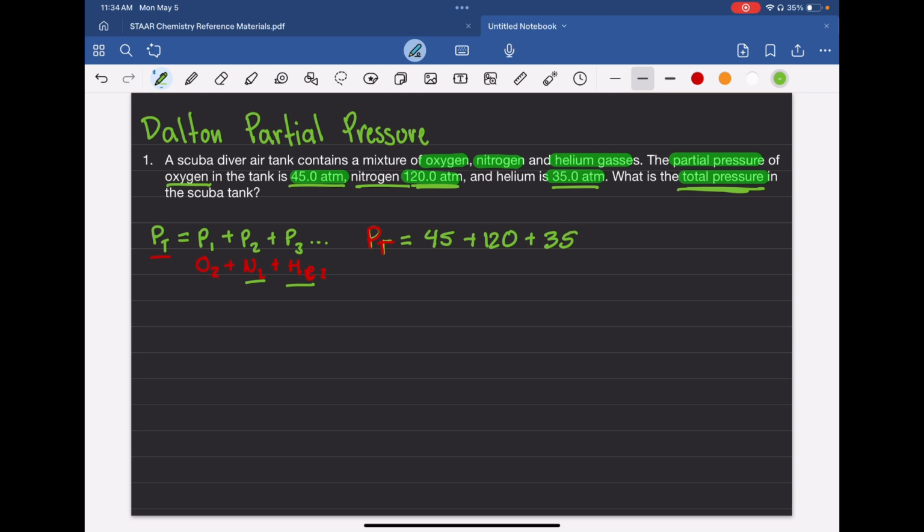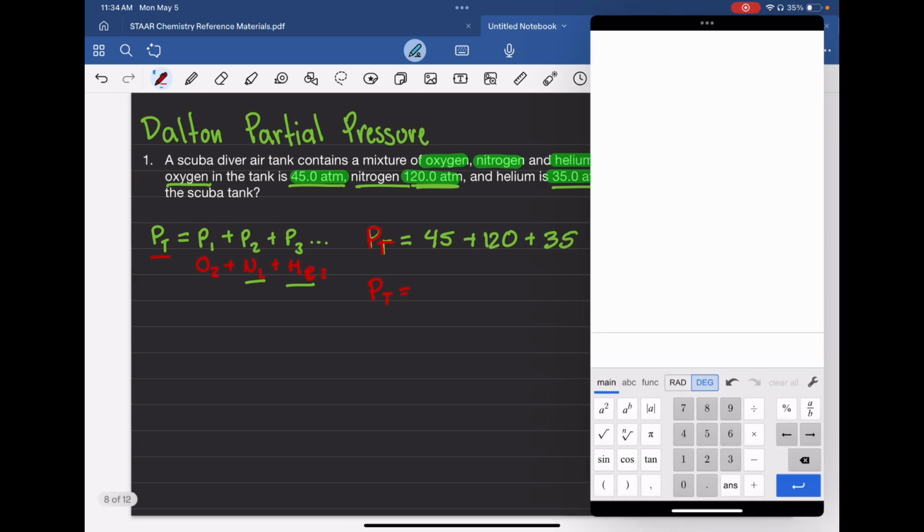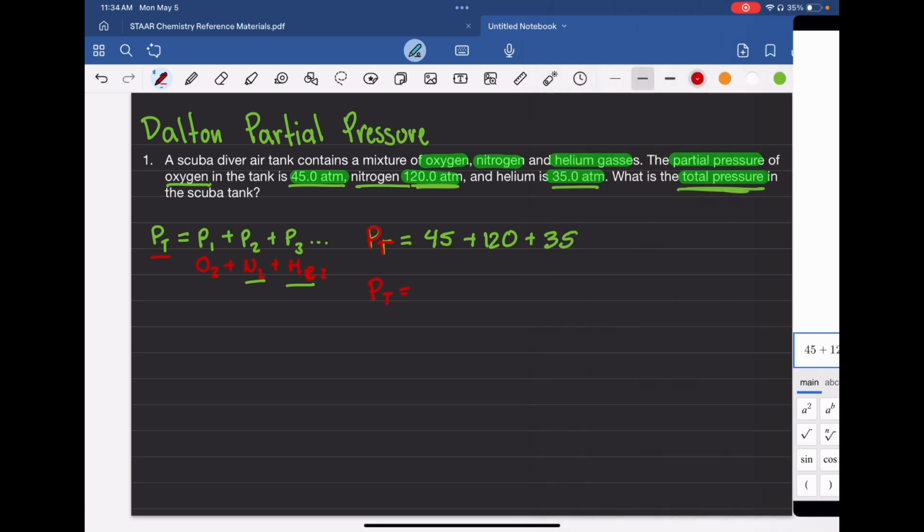Okay. So if we add all three pressures of each individual gas, that's going to give us our total pressure of our air tank. So we're going to input this in our calculator. 45 plus 120 plus 35 equals 200. So our total pressure in that tank is 200 atm.